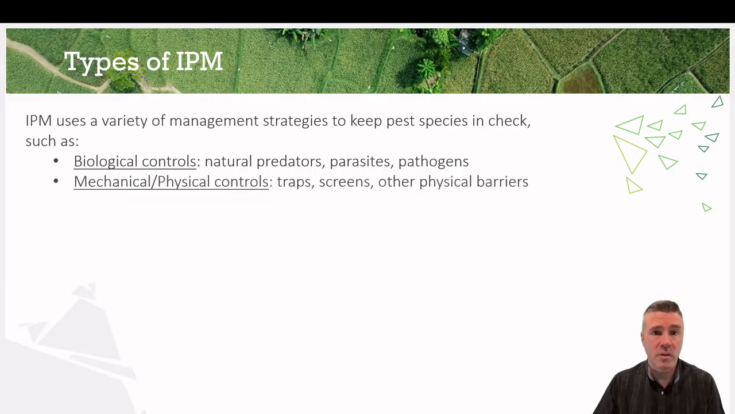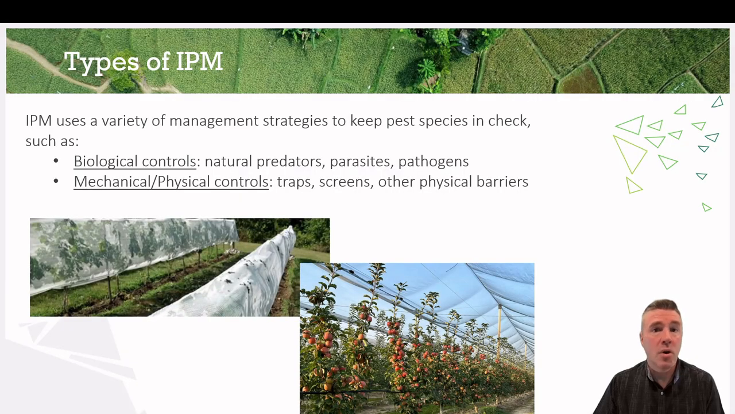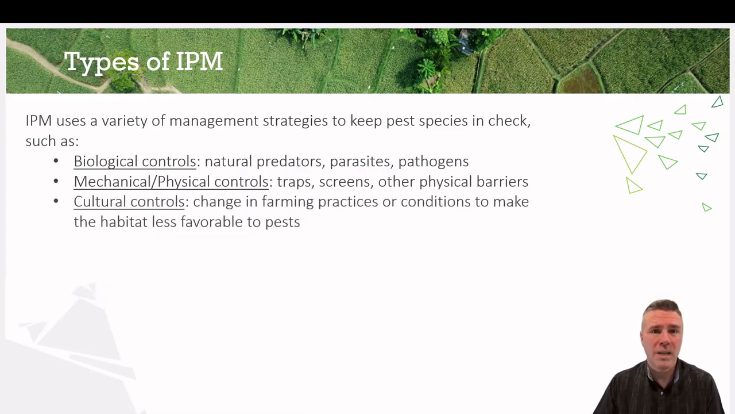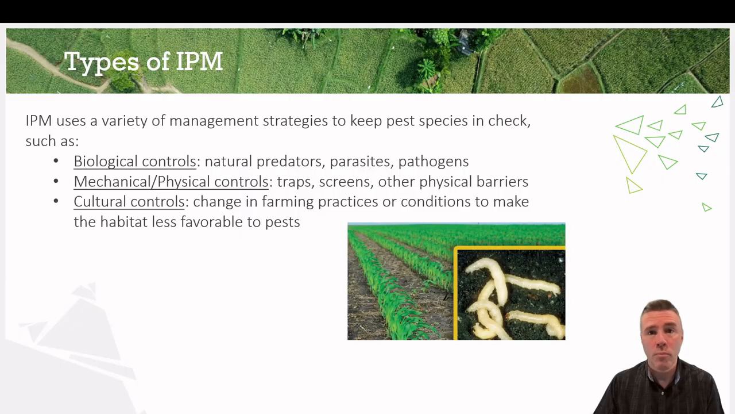Mechanical or physical controls include strategies such as using mesh screens to keep insects off crops, or installing pheromone traps to monitor and reduce pest populations. Cultural controls might involve changing irrigation practices to reduce fungal diseases, or rotating crops to disrupt pest life cycles, such as rotating corn and soybeans to reduce corn rootworm populations.